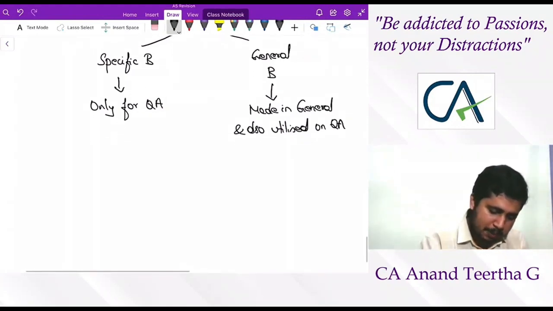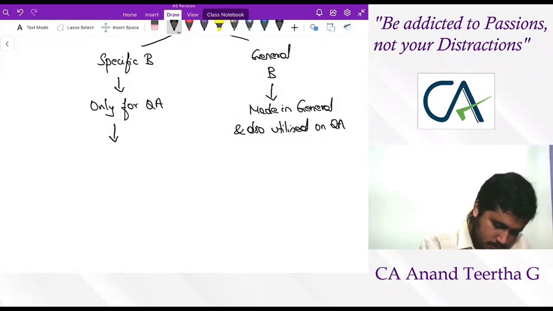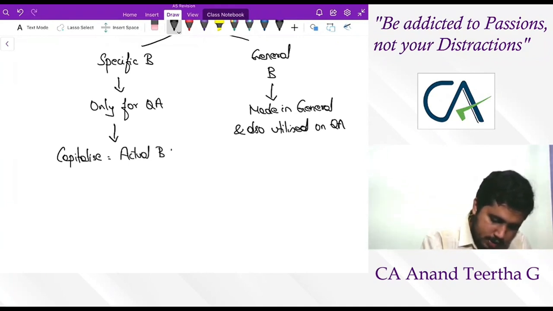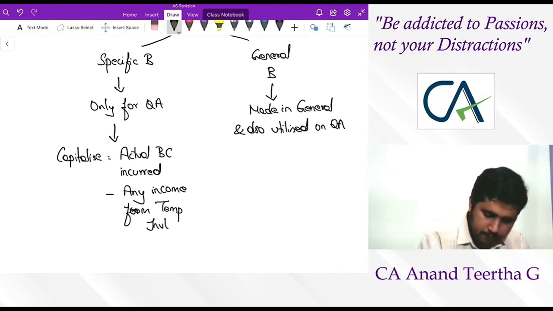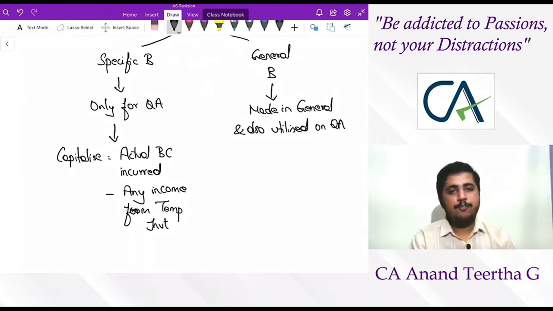First, if at all there is specific borrowing, how do you capitalize? Capitalization is equal to actual borrowing cost incurred minus any income from temporary investment. Now, what does this mean? If at all there is a specific borrowing, then all the borrowing cost incurred on that borrowing is for qualifying asset only, which means capitalization is allowed.